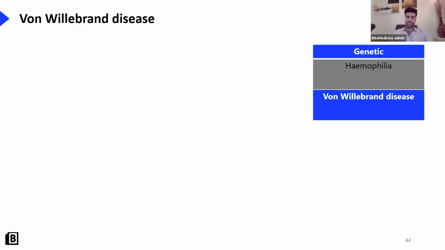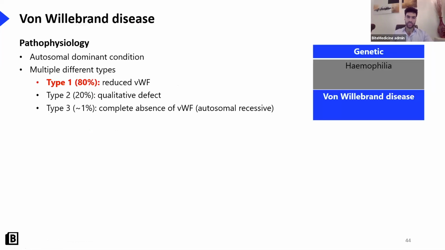Looking at von Willebrand disease in a bit more detail. It's an autosomal dominant condition on the whole. There are multiple different types. We'll focus primarily on type 1, seen in 80% of patients, where you have reduced von Willebrand factor. In type 2, the von Willebrand factor levels are normal, but it's a qualitative defect, so it doesn't function properly, though the amount of von Willebrand factor is normal. Then you have type 3, which is a complete absence, and that's autosomal recessive.